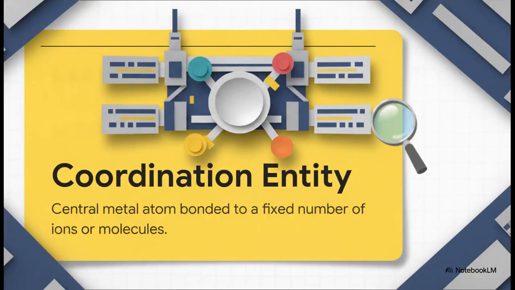Okay, to truly understand how these secondary valencies create such intricate 3D shapes, we need the right vocabulary. First up, the coordination entity. I want you to picture this as a massive, high-tech space station floating right here in our cinematic lab. It's made up of a single central metal atom or ion that is securely bonded to a very specific, fixed number of surrounding ions or molecules.